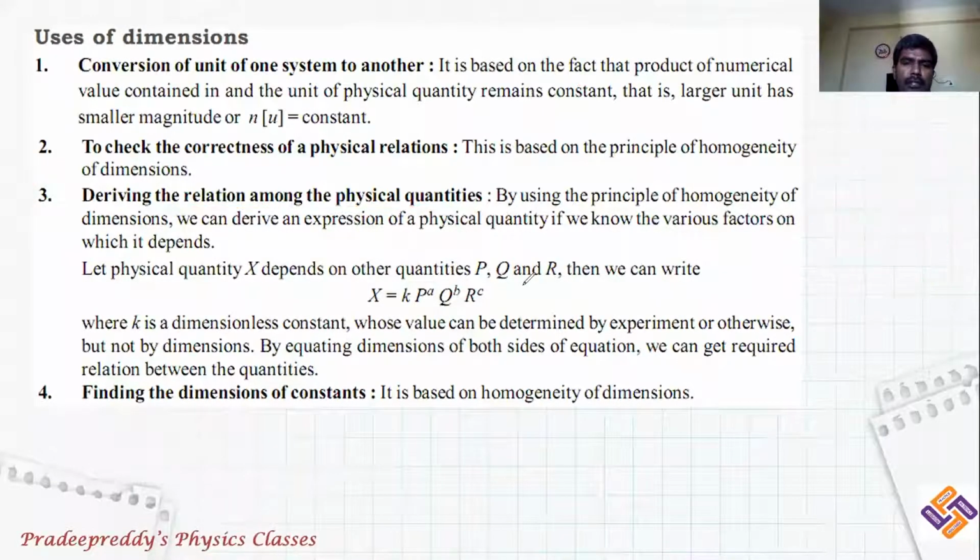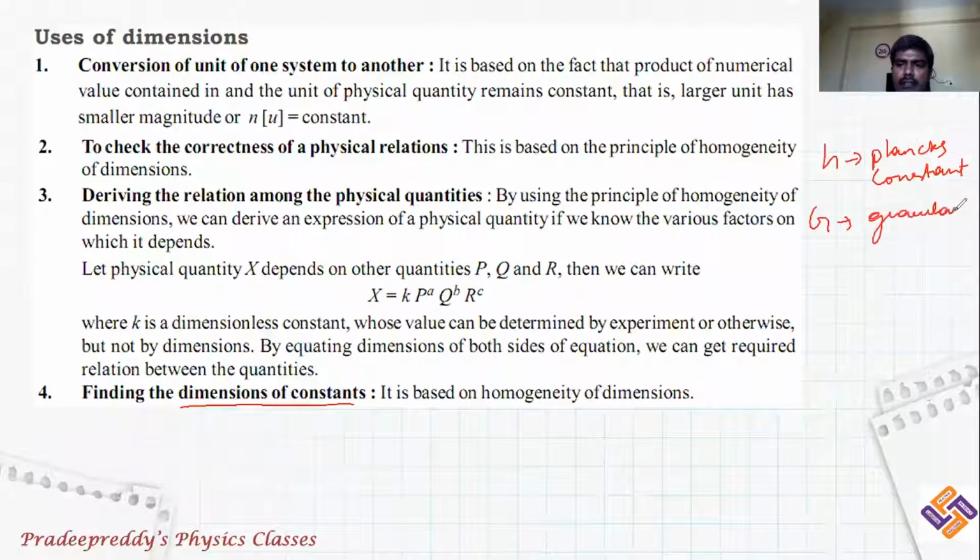Right, now coming to the next one, it is finding the dimensions of physical constants. So using dimensional analysis, we can find out the dimensions of the constants. For example, we have one constant like h, which is Planck's constant. Similarly, we have capital G, which is called the gravitational constant.